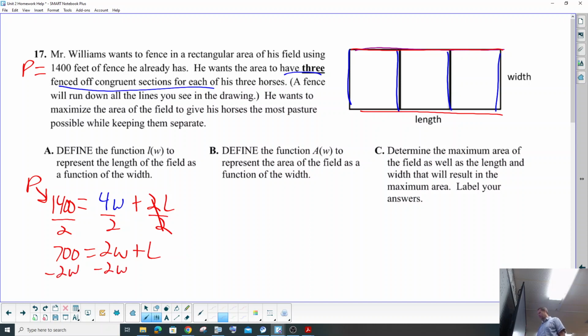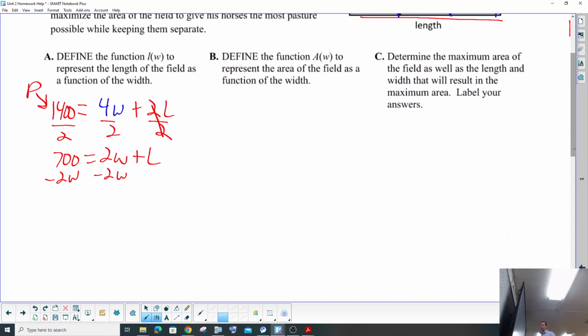Way-oh! And so we're going to kind of rewrite that so that we have the L first. So we do have 700 minus 2W equals L. You can switch that around, it's okay to switch it around. So the L is going to go first, then the negative 2W next.